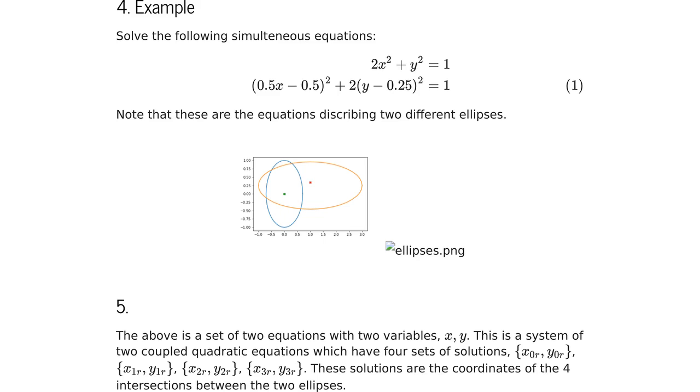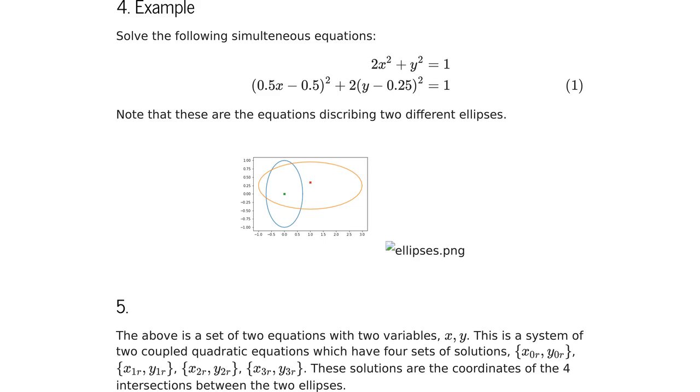Our next problem involves a bit of geometry. We are asked to solve a system of two simultaneous equations. First, 2 times x squared plus y squared equals 1, and second, the quantity 0.5 times x minus 0.5 all squared plus 2 times the quantity y minus 0.25 all squared equals 1.